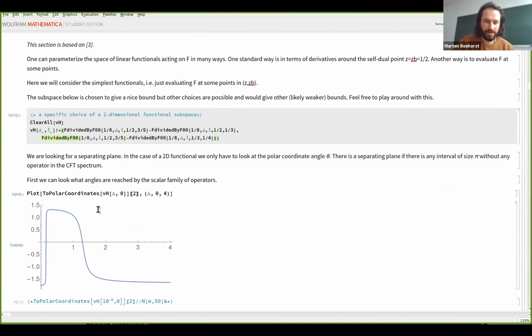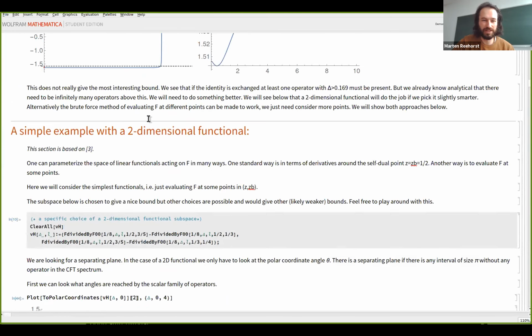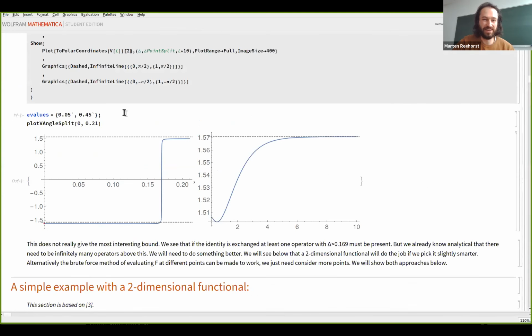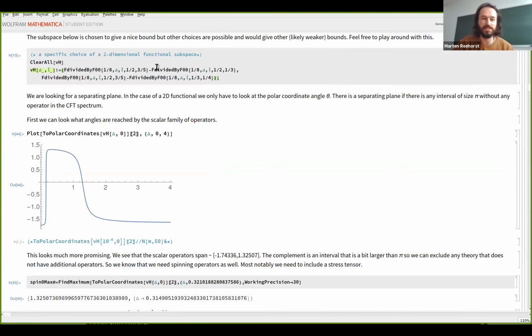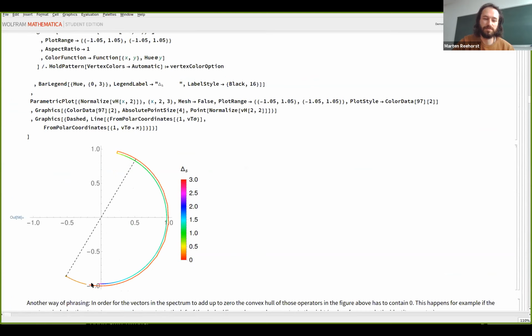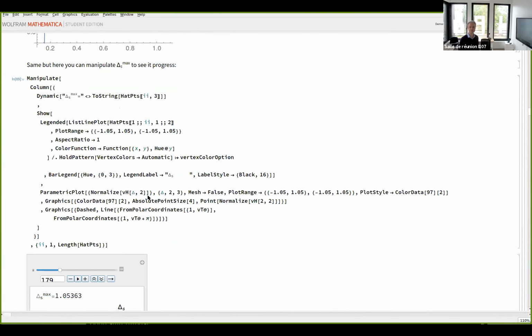In the first example, I tell you that you can take a two-dimensional subspace, but I also show you that if you just randomly pick one without really thinking about it, it doesn't give you a good bound. But if you take specifically this combination, 1/2, 3/5 minus 1/2, 1/3, then you get this much nicer thing. My question was about the three-dimensional thing.